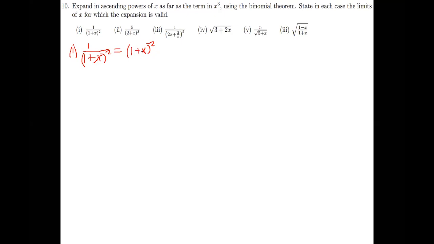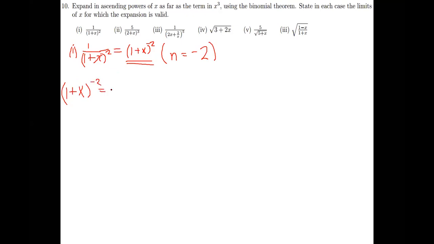So now, since we have this expression, and it's in the form which is valid for the extension to work, we can start expanding this. So first let us identify our n. Our n in this expansion is equal to negative 2. Then we can use the extension now to expand this binomial expression.